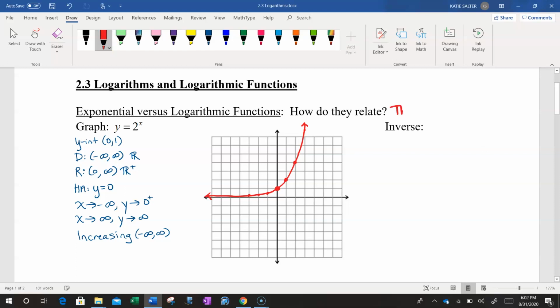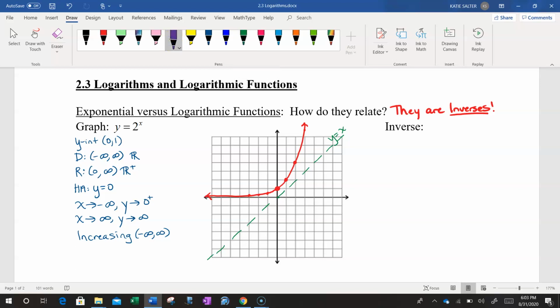How do they relate? They are inverses. Let's go back to the knowledge we have about inverses from our previous unit. Everything that was x becomes y, and everything that was y becomes x. I'm going to show you graphically what this logarithmic function would look like. I'm going to graph our reflective line of y equals x, because a function and its inverse function should always reflect over the line y equals x. For every point on the original function, we should have the inverse point on the inverse function.